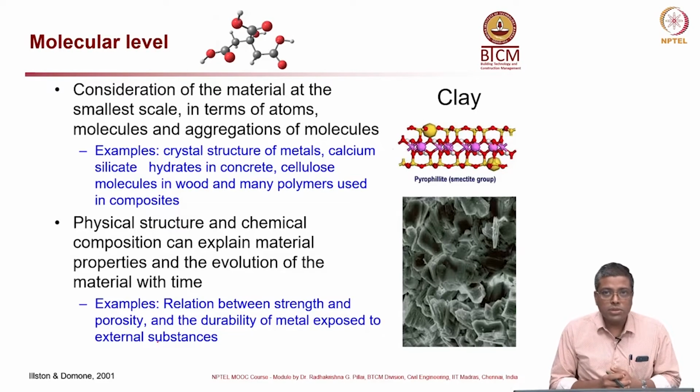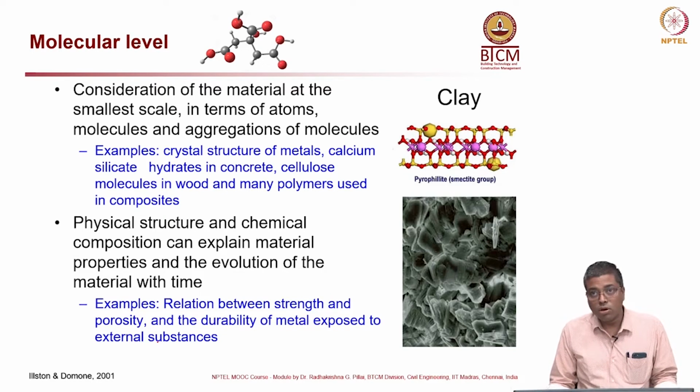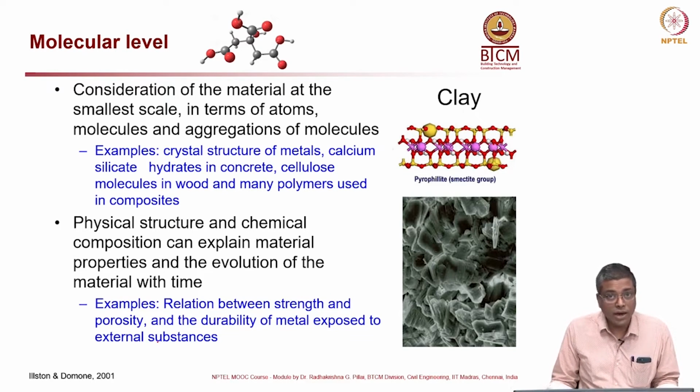Other examples of this atomic level or molecular level information are the type of chemical complexes which are present. For example, in concrete you have calcium silicate hydrate, which is the binding agent in a cement concrete system. And when you talk about wood, you have cellulose molecules, which are a key player that influences the properties of wood, and polymers, composites, etc.